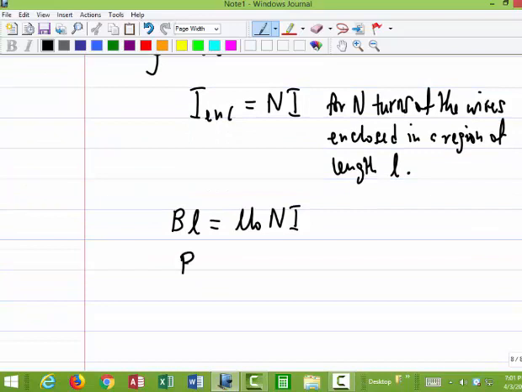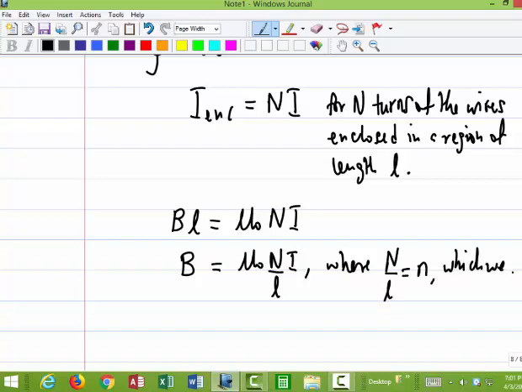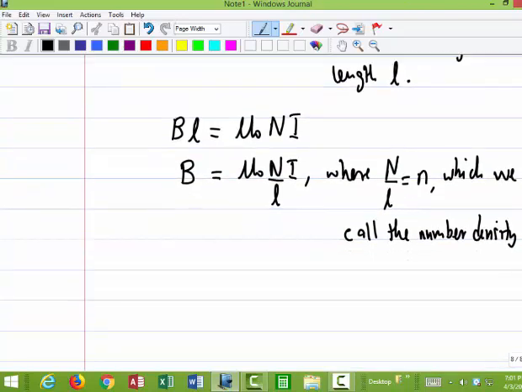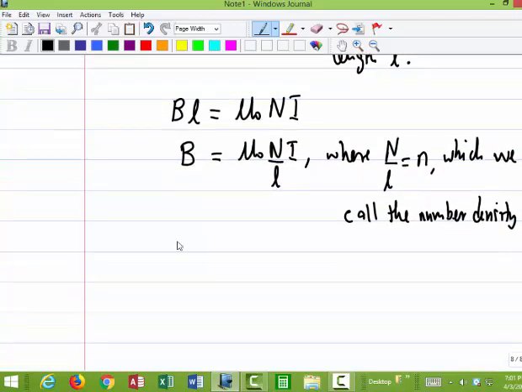And then we'll say that the magnetic field B in the solenoid is equal to mu naught N over L times I, where uppercase N over L is equal to lowercase n, which we call the number density. The number density n is the number of turns of wire per unit length. So the magnetic field B is therefore equal to mu naught lowercase n times I. So this is the field of a solenoid.